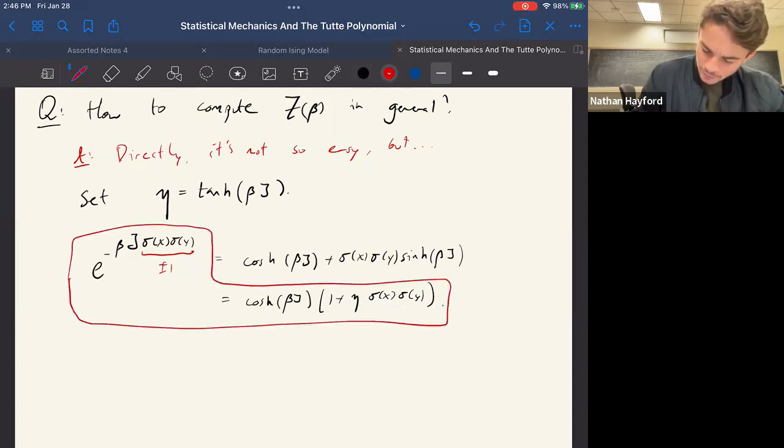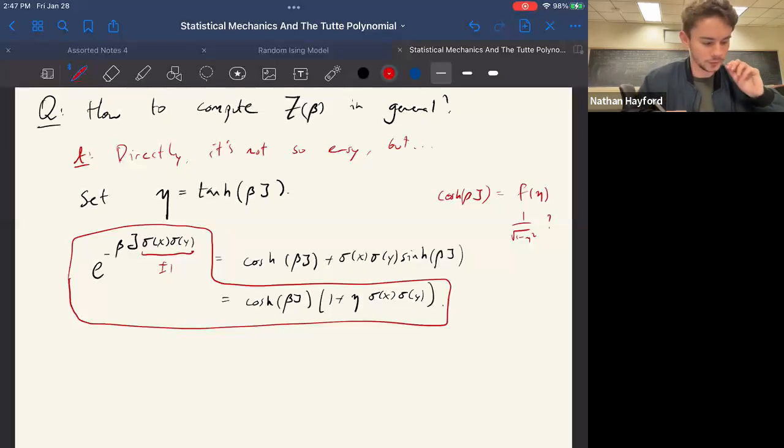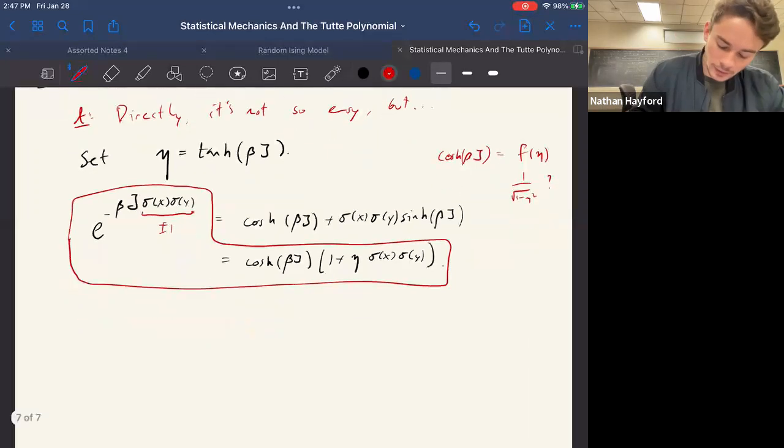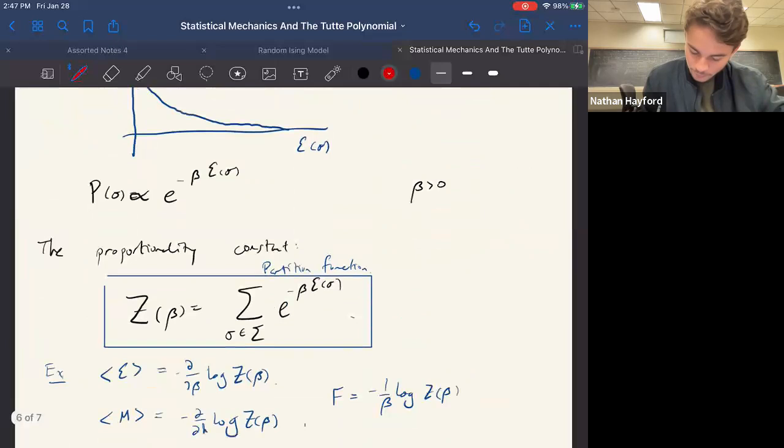And cosh beta j, there's some hyperbolic identity that gives it as a function of eta. It's like 1 over the square root of 1 minus eta squared, something like that. It doesn't matter so much. We're going to ignore this constant. But anyways, I can now rewrite the partition function Z of beta. Let's copy it down. Z of beta was here.